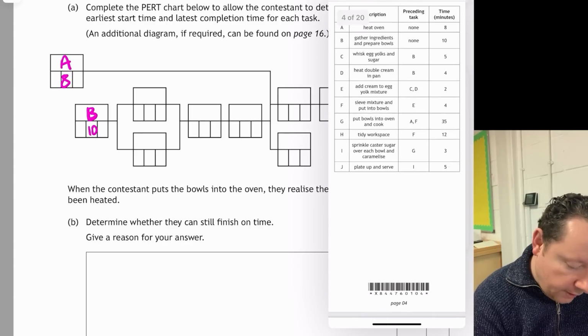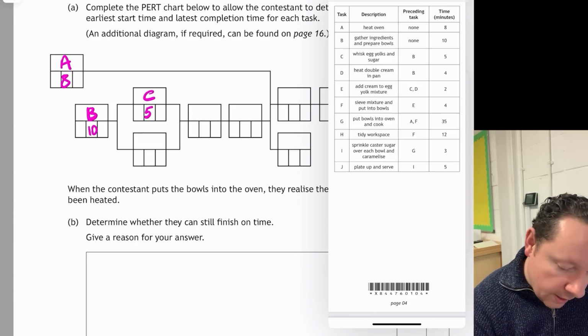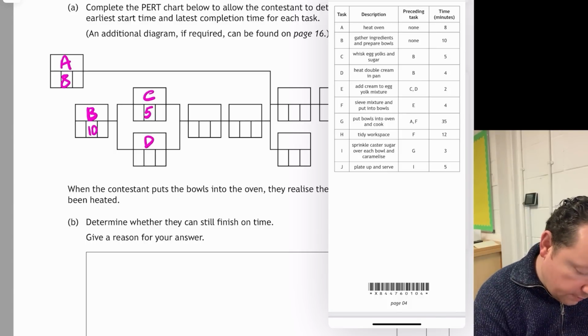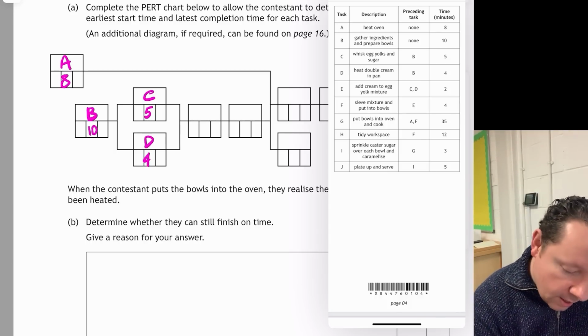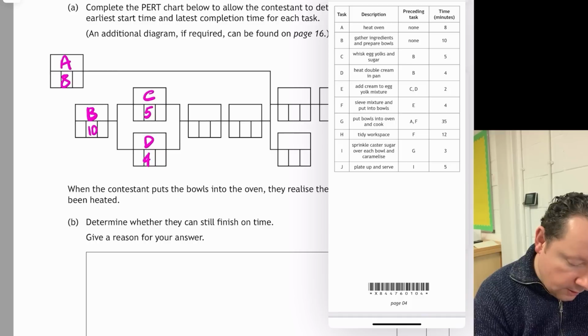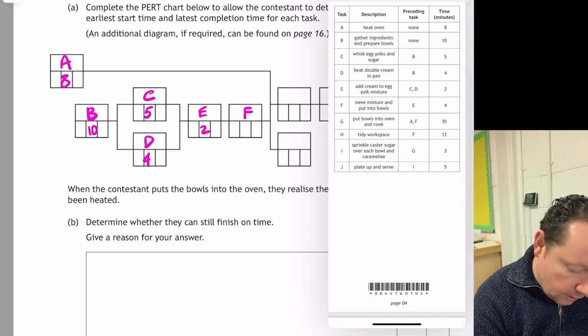C comes after B. So maybe C in here, and that takes 5 minutes. Also coming after B is D, and that takes 4 minutes. So they're happening simultaneously. After C and D, it says, is E, which takes 2 minutes. So there's E and 2. After E, it says F, and F takes 4 minutes.